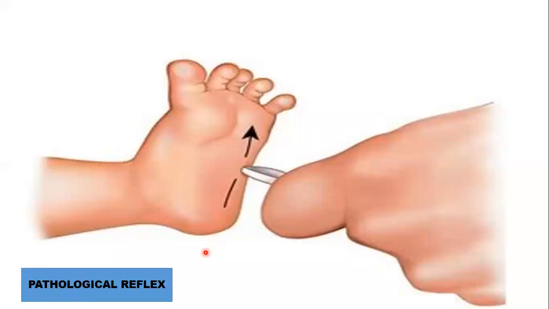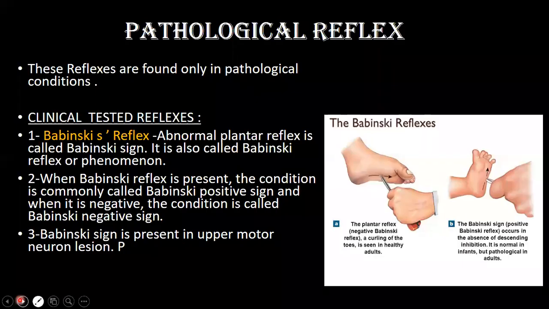Then we have our pathological reflexes. Pathological reflexes are the reflexes that arise due to a pathological condition. Here in the diagram, you can see one reflex, that is Babinski sign. Normally in a textbook, we get three types of pathological reflex: one is Babinski, then pendular, and another is clonus. The most important one you need to remember is the Babinski reflex.